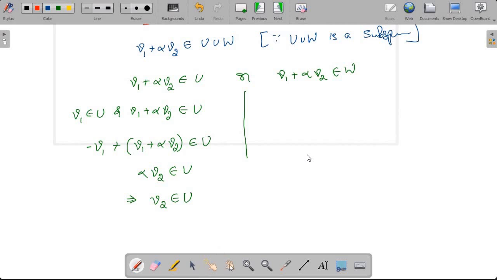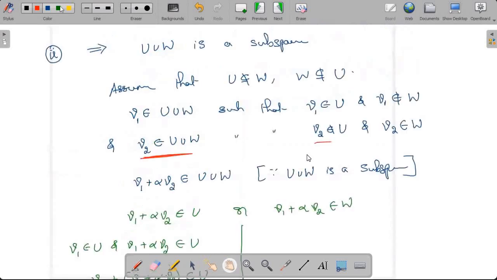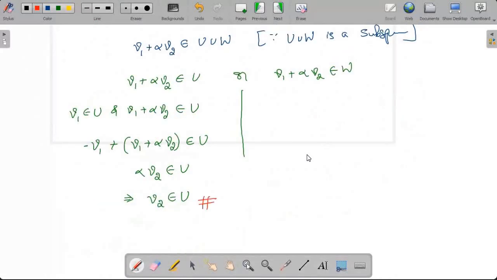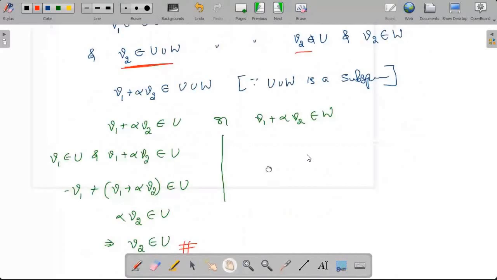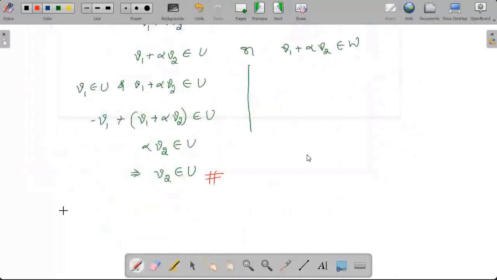That means we got a wrong thing, right? So why did we get this wrong thing? Because we started with a wrong assumption. So this is our wrong assumption. Let me write that this is a contradiction. This is a contradiction to the fact that V2 does not belong to U. Okay. So therefore, our assumption is wrong.